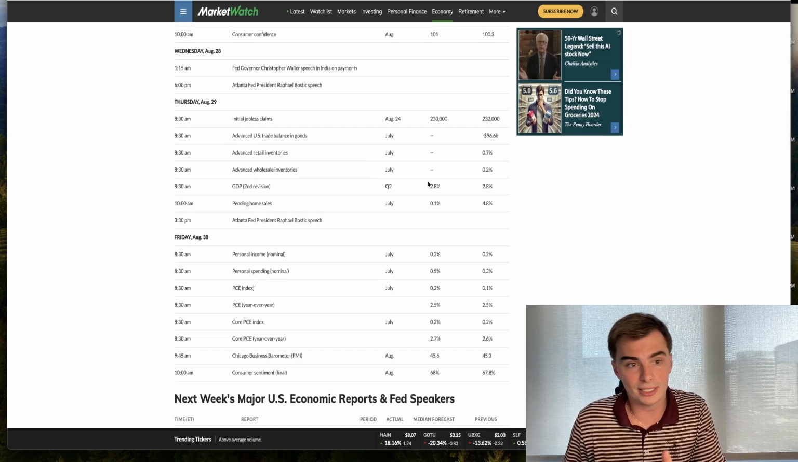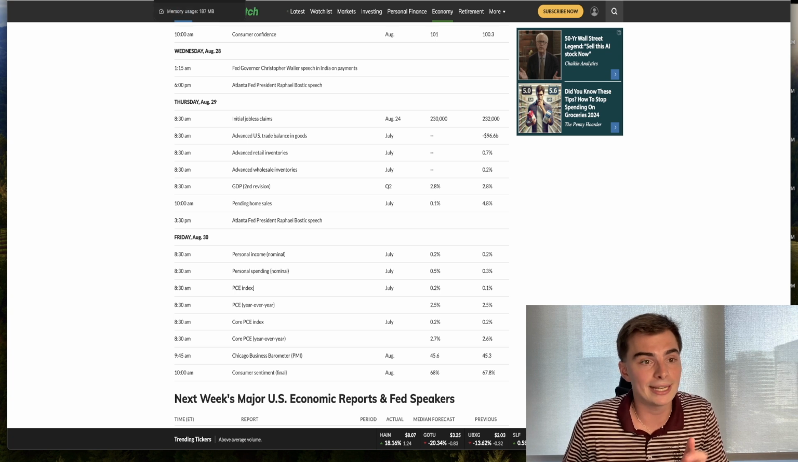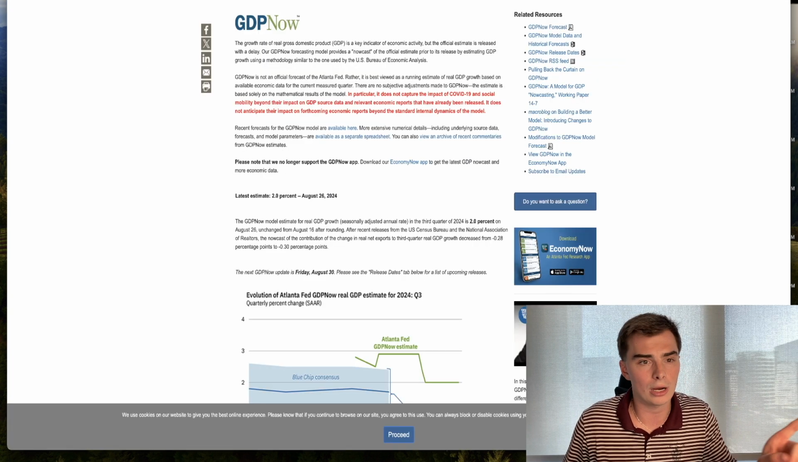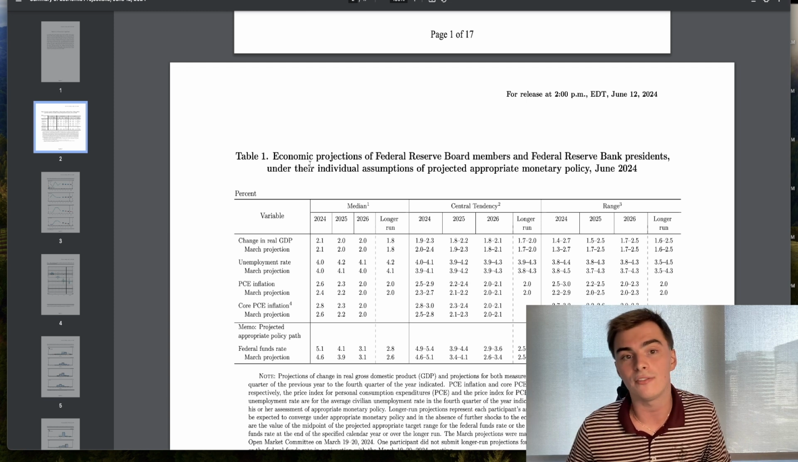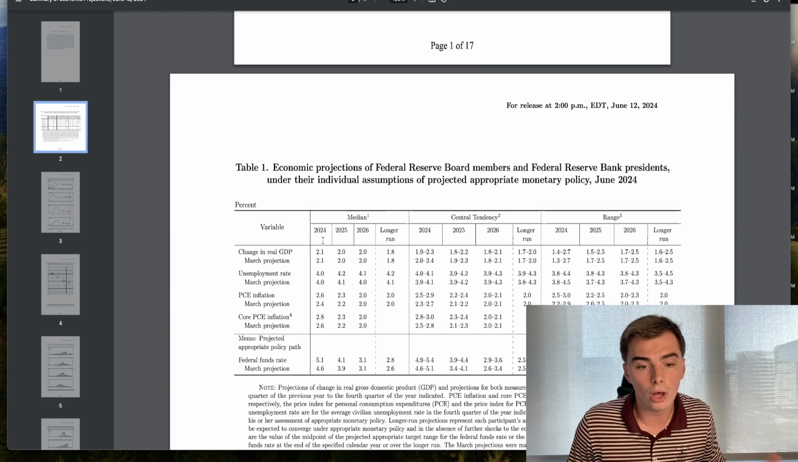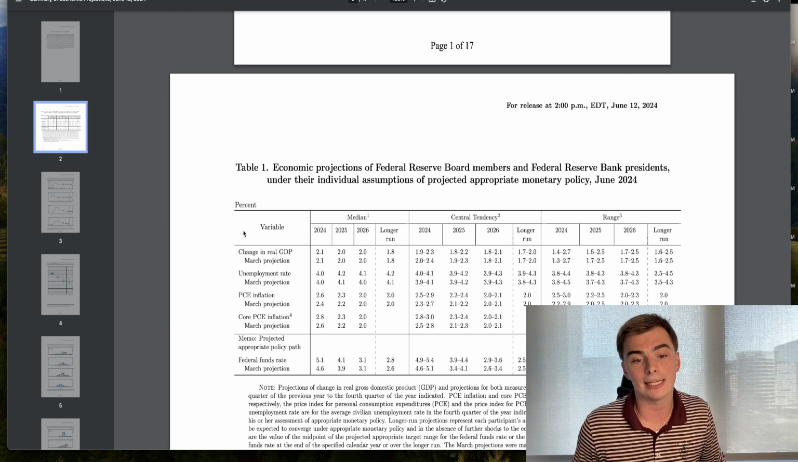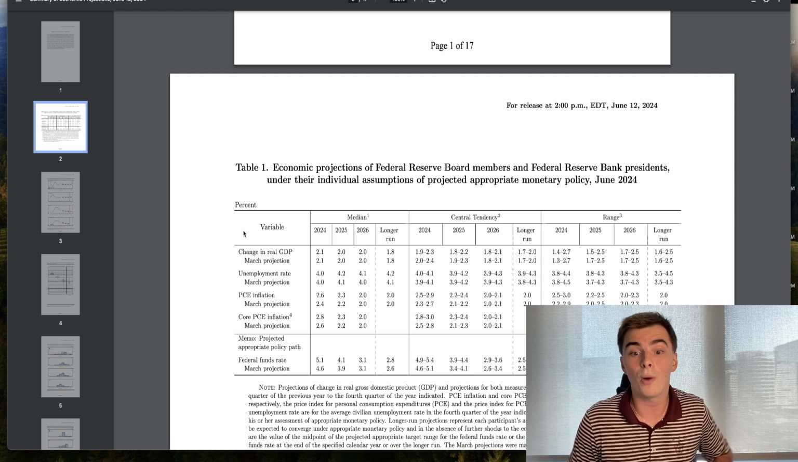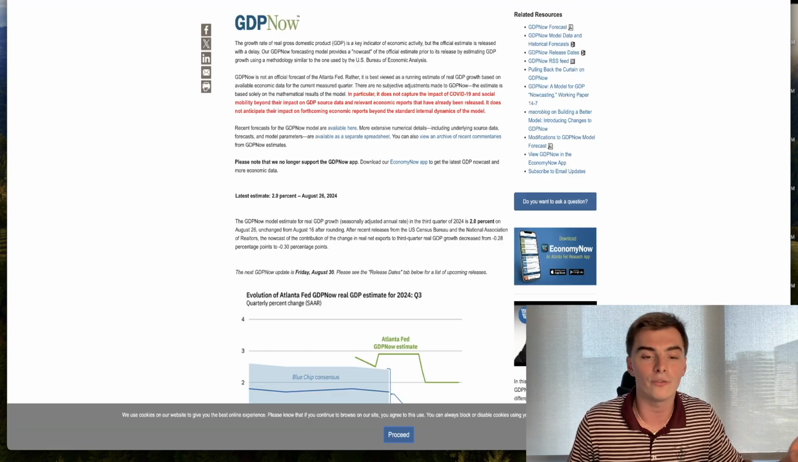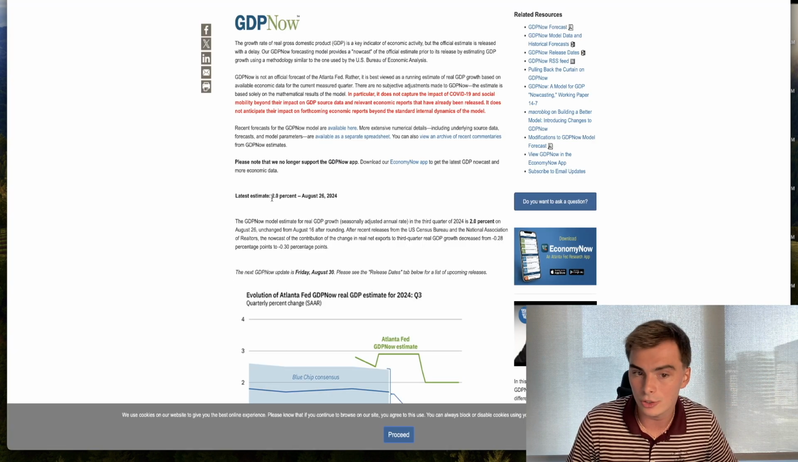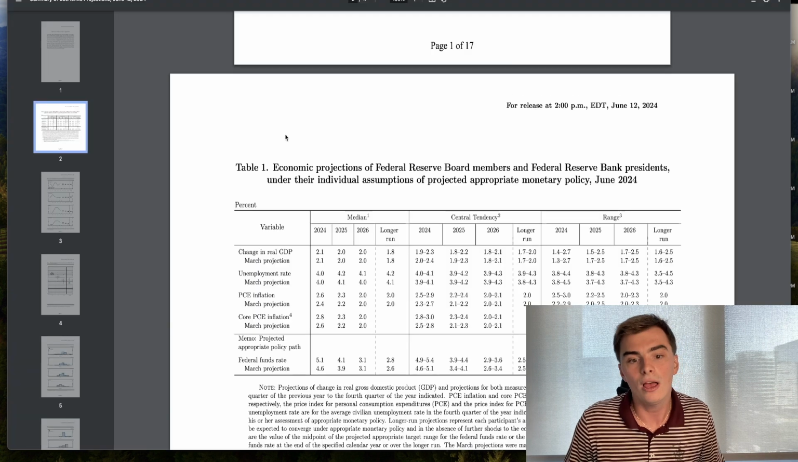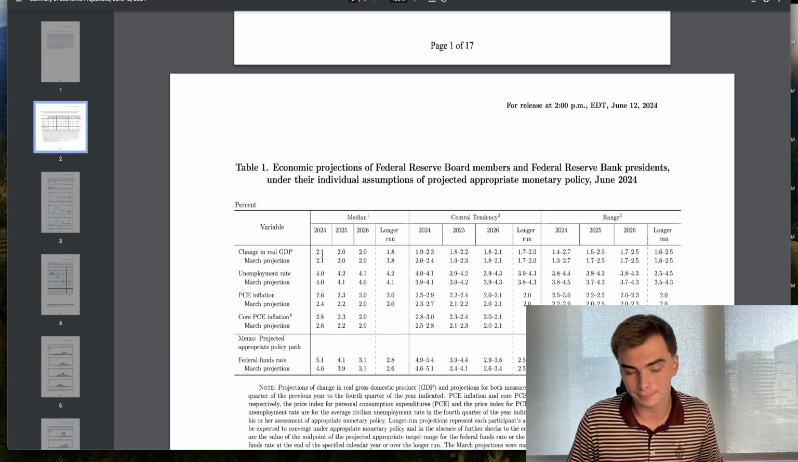Now, here's why this is important. When we look at the summary of economic projections from the Fed here, the year-long GDP rate that they're expecting is about 2.1%. With what we've seen right now with Q1 and Q2, and what we're expecting for Q3, it puts us right around that 2% target for 2024 here.